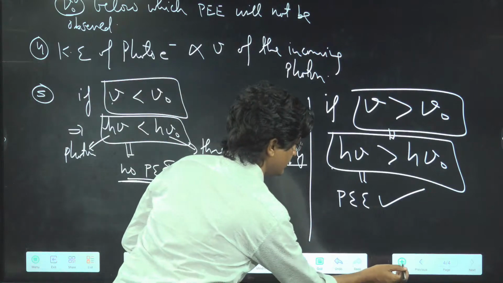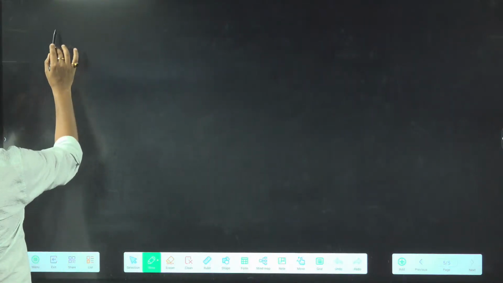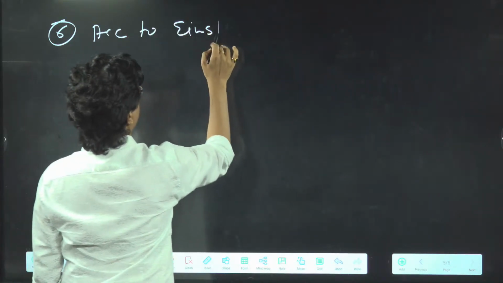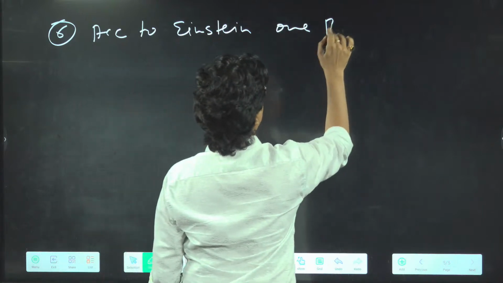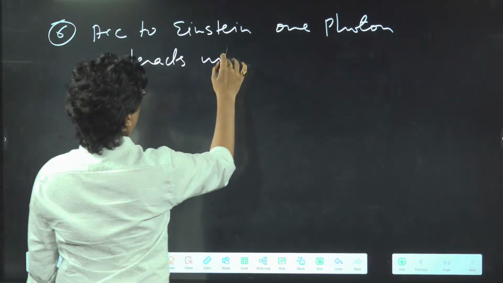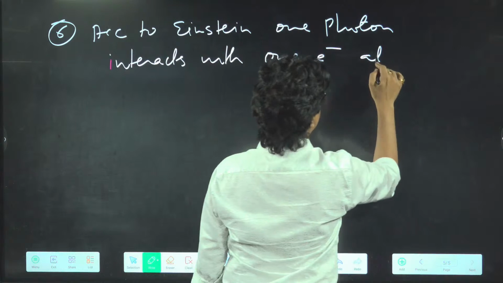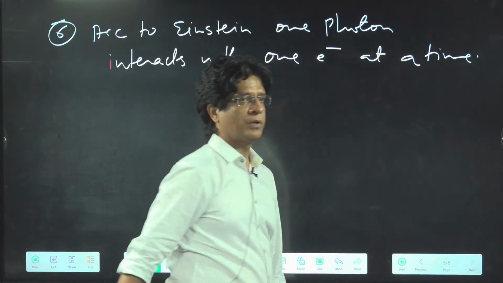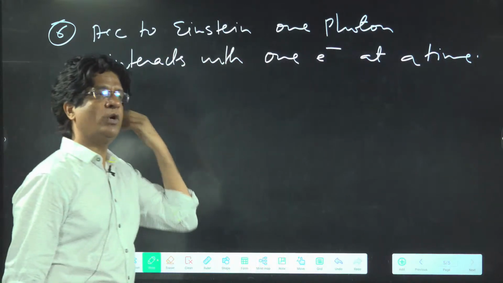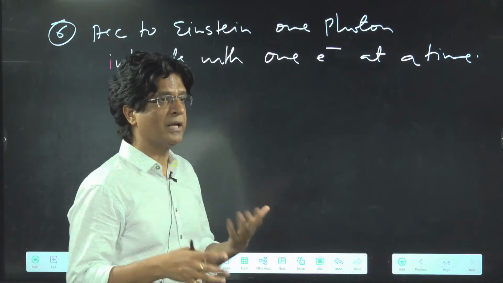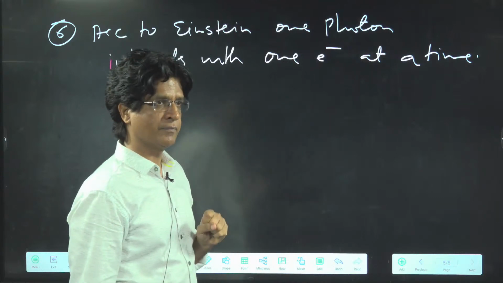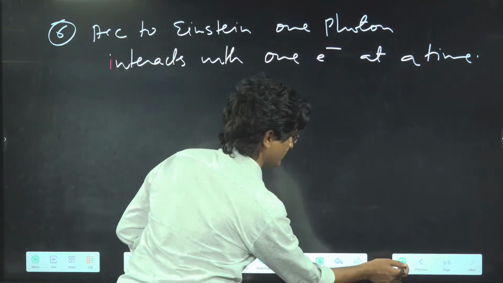Now let me explain these things. Before that, there is one more thing. Sixth point. According to Einstein, one photon interacts with one electron at a time. That means an electron cannot store the energy of more than one photon. It does not have any mechanism to store the energy. Are you getting it?